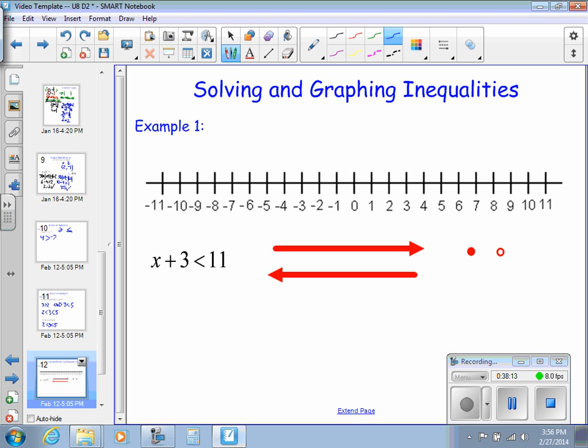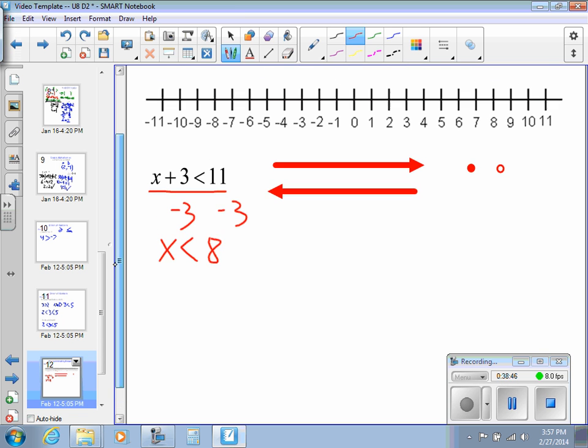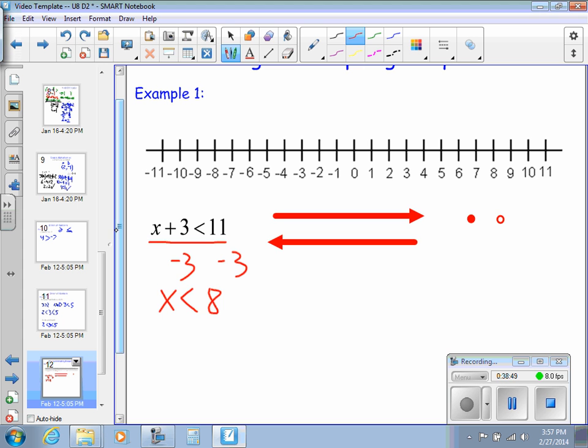Okay. So now we have an inequality right here that we need to solve. Extend the page so we have room to play. And we subtract 3 from both sides of the, in this case, instead of equal sign, of the inequality. And that gives us x is less than, and 11 minus 3 is 8. So x is less than 8. Now, they want us to graph this. How do we go about doing that?